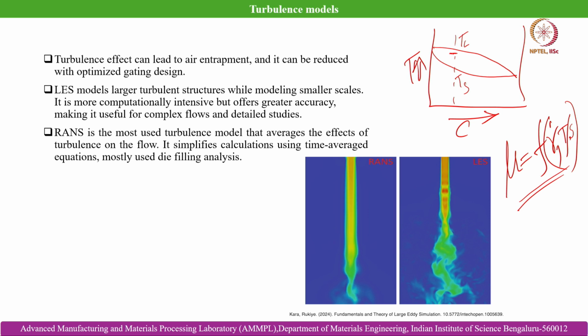Number one is the LES model, large eddy simulation. LES models larger turbulent structures while modeling smaller scales. It is more computationally intensive but offers greater accuracy, making it useful for complex flows and detailed studies. Another variant is RANS, the most used turbulence model, which averages the effects of turbulence on the flow. It simplifies the calculations using time averaged equations, and is mostly used in die filling analysis.